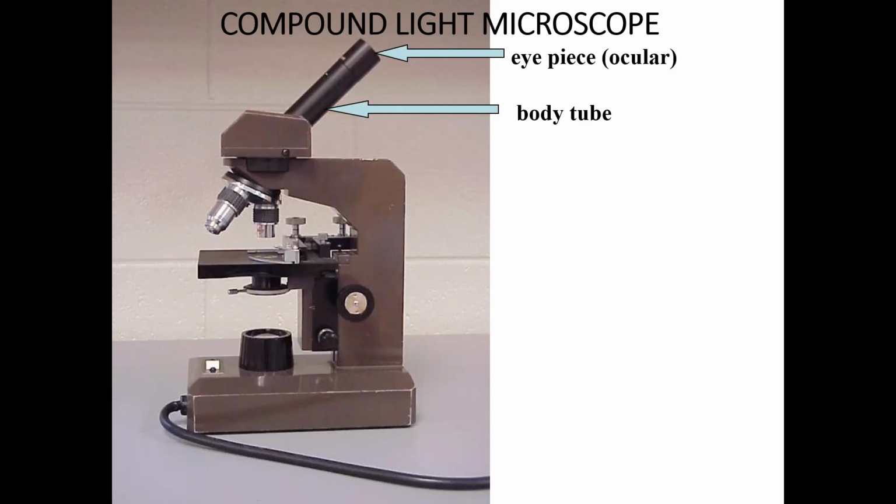The prism bends the light rays that are coming up from the light. Here's the light source here. The light rays come up through the slide on the stage and into the objective lens, and then the prism bends them so that they can come out through the oculars, come up the body tube into the ocular, be magnified, and then be visible.